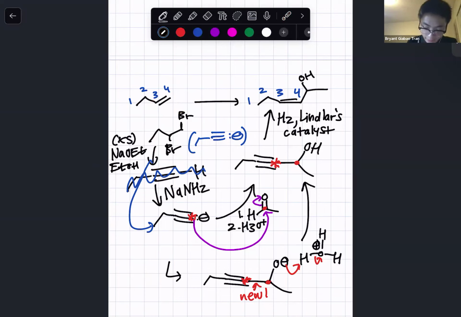vicinal dihalide here. Vicinal meaning that they are adjacent to each other. Dihalide meaning 2 halogens. To do that, we could just use Br2 and a non-nucleophilic solvent, CCl4 or CHCl3 or something like that. Not water or alcohol though, right?